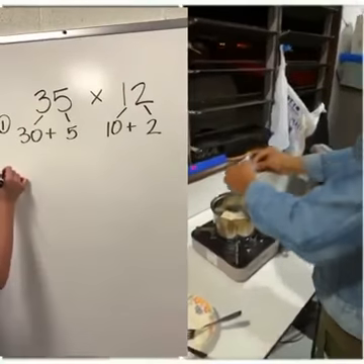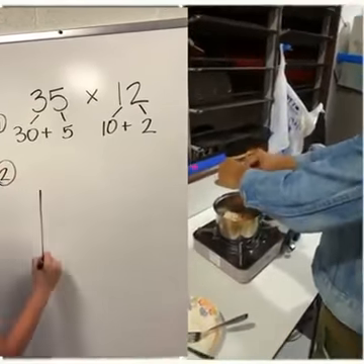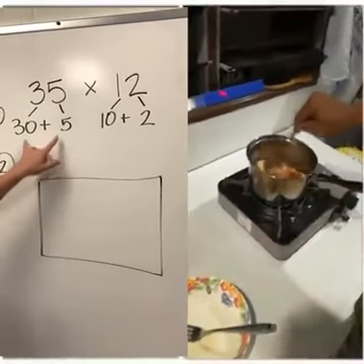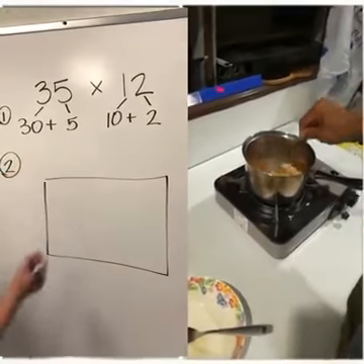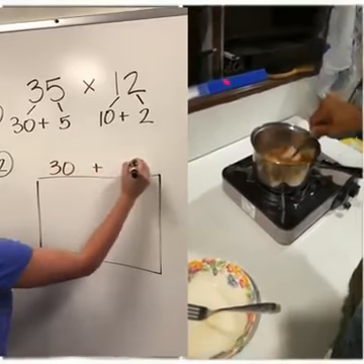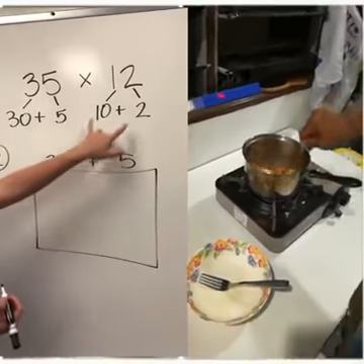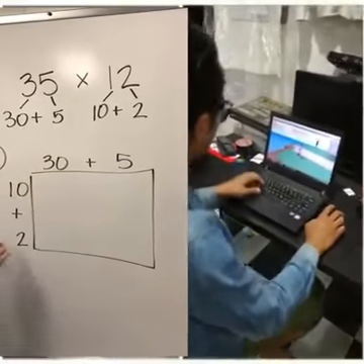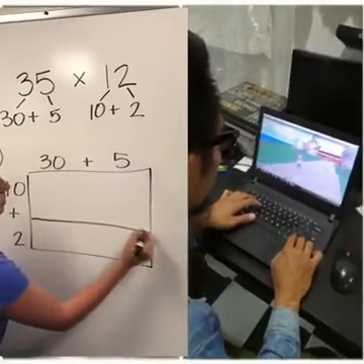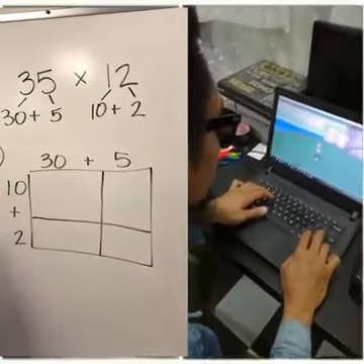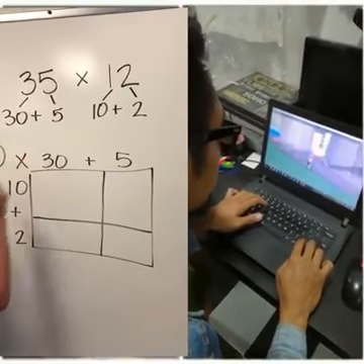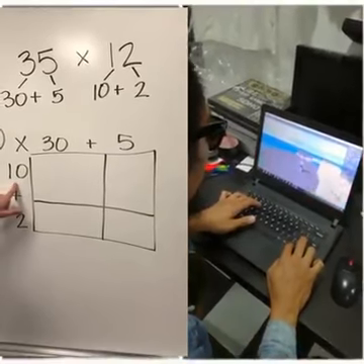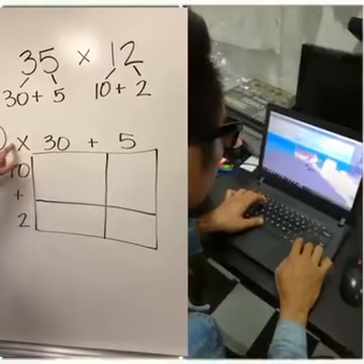The next step would be to draw a large box. Okay, and on this box we're going to put both of our expanded numbers. So on the top I'm going to put 30 plus 5, and on the side I'm going to put 10 plus 2. Where your plus signs are, I want you to draw lines through the middle and down it. And then in the very corner we're still multiplying, so I'm going to put a big multiplication sign.